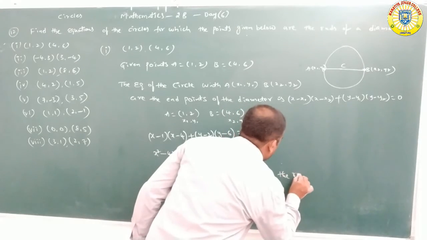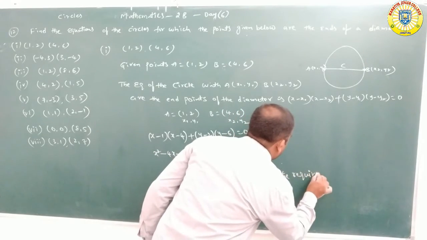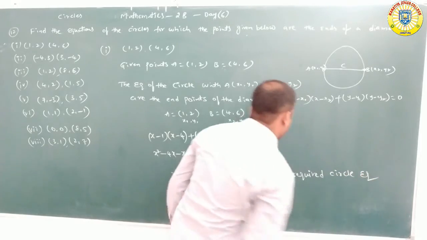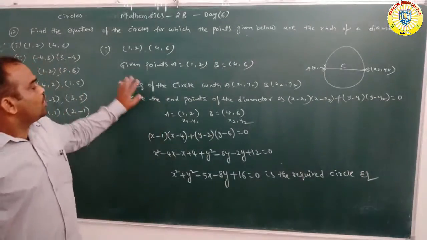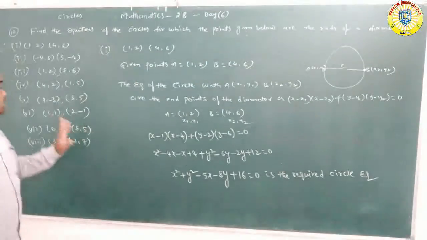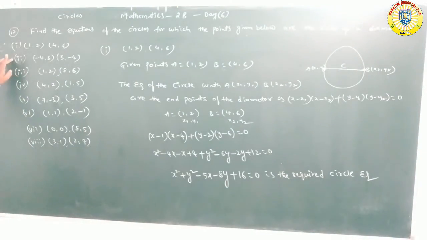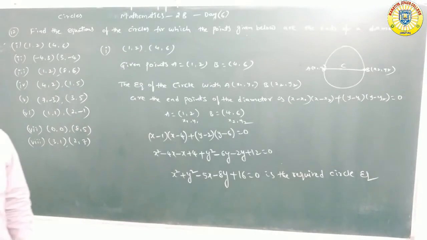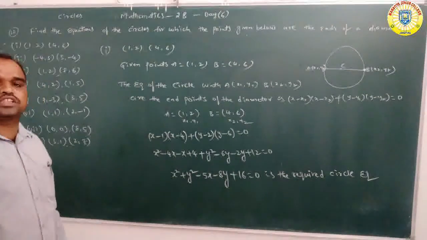This is the required circle equation. Okay, now? So do the remaining problems as homework: second, third, fourth, fifth, sixth, seventh, eighth. Students should do the homework problems. So thank you, students. The next class will be continued tomorrow.